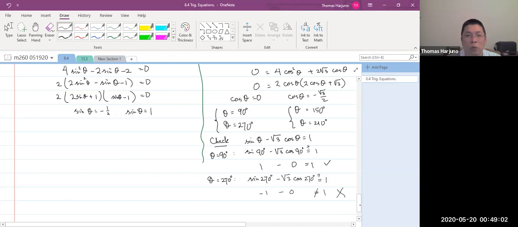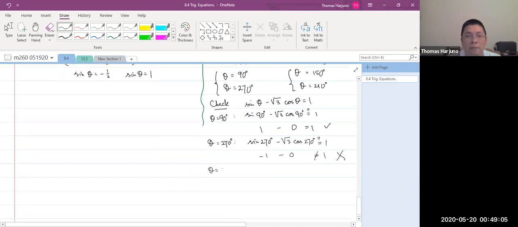And then how about 150 degrees? Sine 150 degrees minus radical 3 cosine 150 degrees. Does it equal 1? Sine 150 is 1/2, cosine 150 is negative radical 3 over 2. This is 1/2 plus 3/2. No, it's not equal to 1.